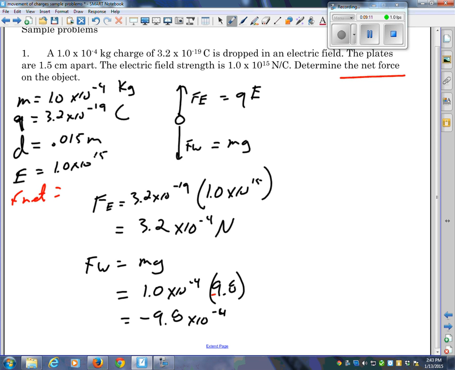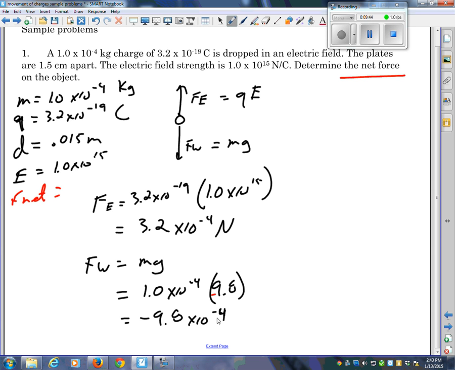Does anyone know what the phrase order of magnitude refers to? It's a fancy scientific term for the same ballpark. Do you know what the same ballpark means? It means that the numbers are in the same general area on the number line. In other words, the exponents are pretty close or equal to each other. This is 3.2 times 10 to the minus 4. This is 9.8 times 10 to the minus 4.